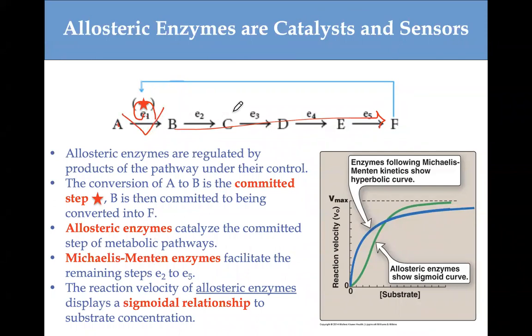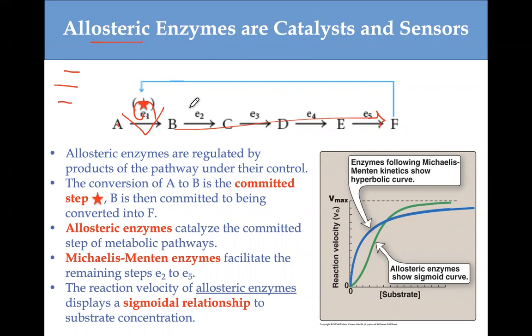The other enzyme, E2, that catalyzes the remaining steps, is called a Michaelis-Menten enzyme. Now, allosteric enzymes differ in 3 points from the Michaelis-Menten enzymes. First, from their name, they have an allosteric site. So what does allosteric site mean?